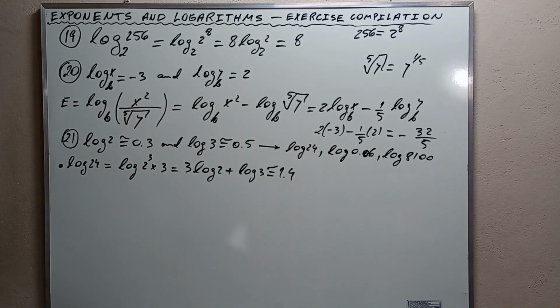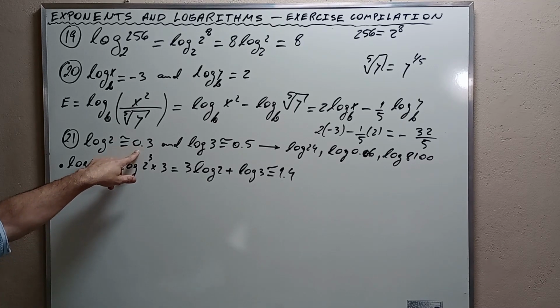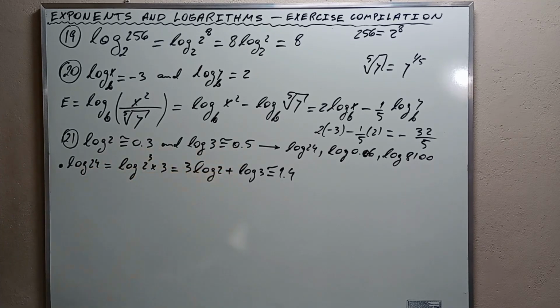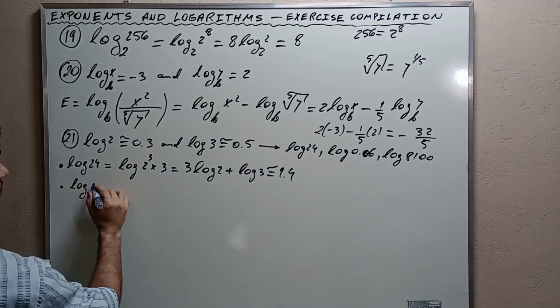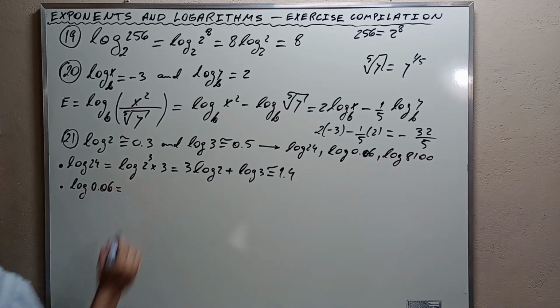Okay? If you don't have a calculator and you are participating in an exam, the exercise may give you approximate values, so you're going to be able to calculate. Otherwise, only with calculators you're going to be able to use logarithms. And how about this? The logarithm of 0.06. What can we do to calculate this?